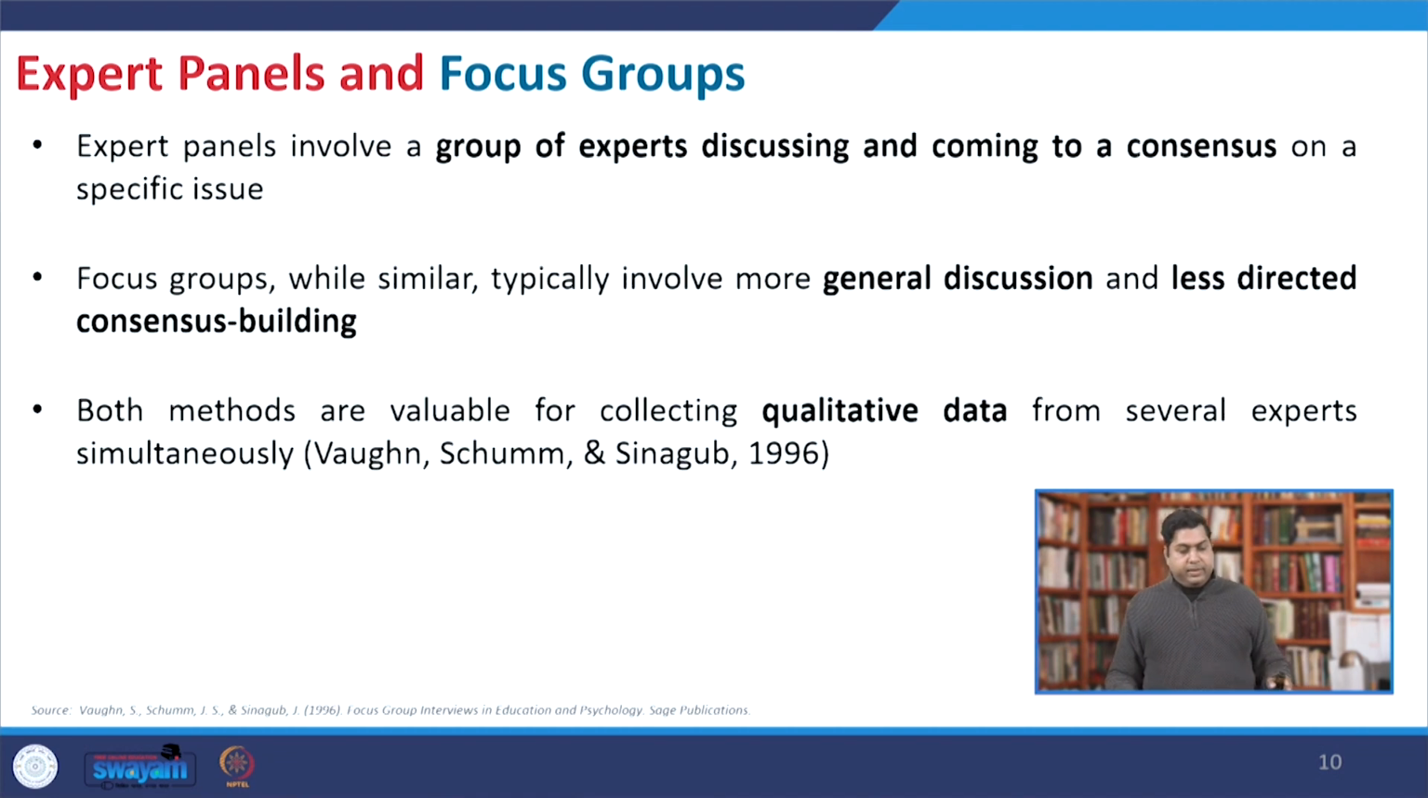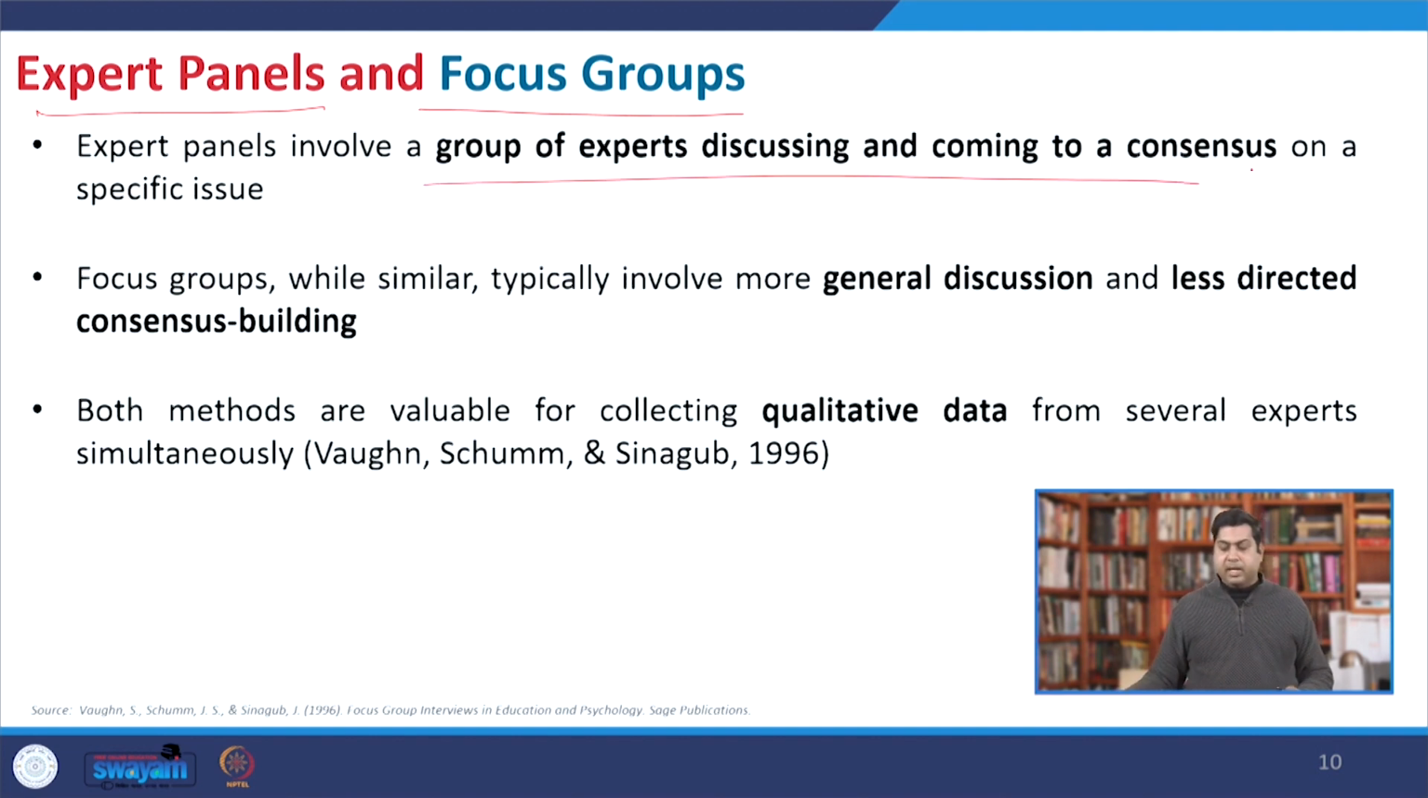Now the third category is the expert panel and the focus group. An expert panel involves a group of experts discussing and coming to a particular consensus on a specific issue. A focus group, while similar, typically involves more general discussion and less directed consensus building.